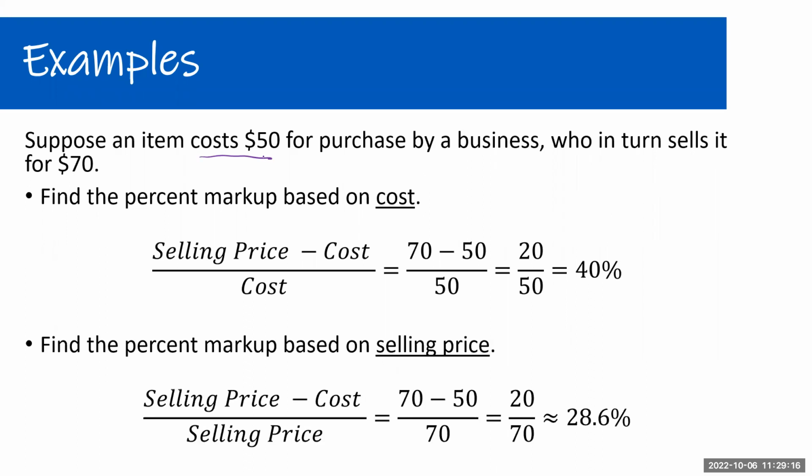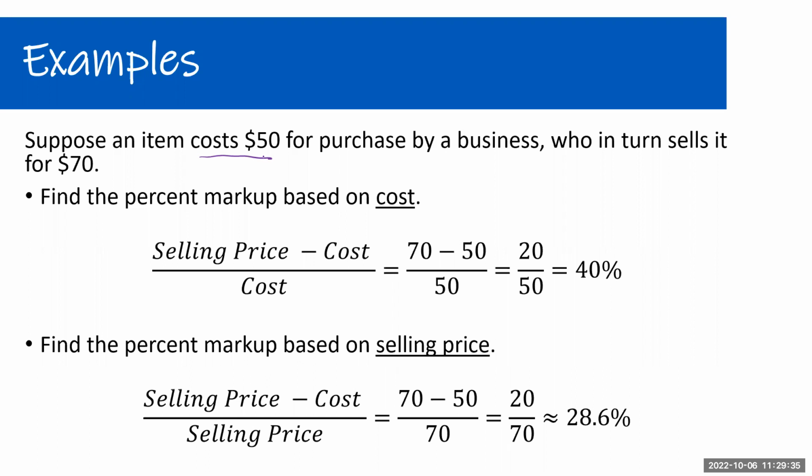If you're going to calculate it based on selling price, your numerator is going to be the same. Your numerator will always be that markup, that selling price minus cost. But your denominator here is going to be 70 because now it's based on the selling price. So this is now 28.6% roughly.